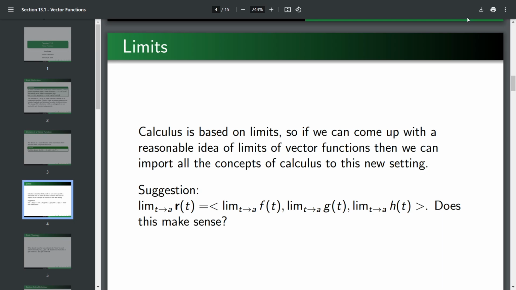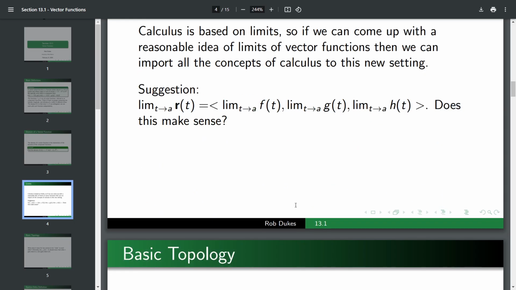So here's what we're hoping will happen. If we're taking the limit of a vector function, we can do the limit of each individual piece separately. And so we really would like that to be the case, but we have to make sure that that makes sense.